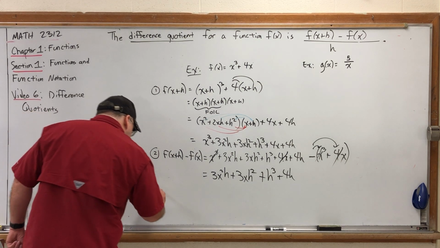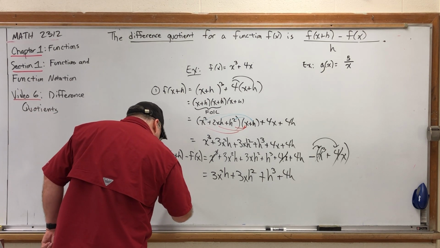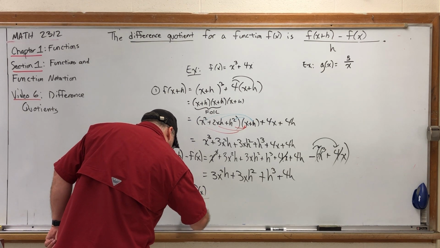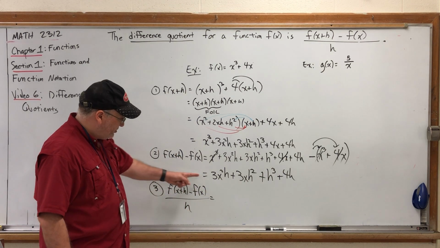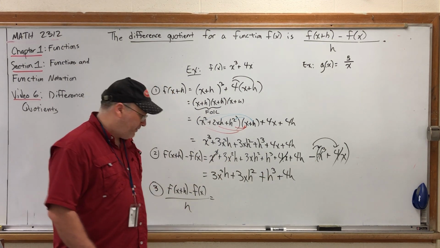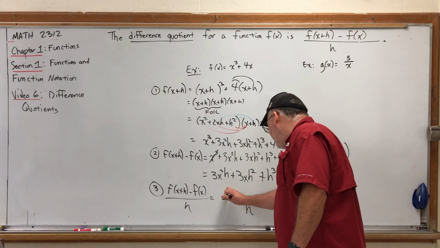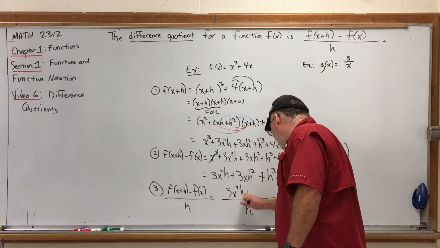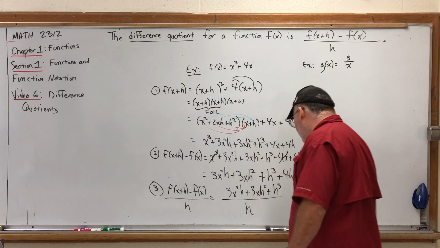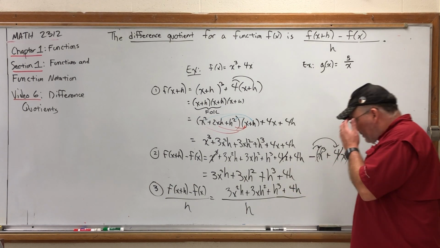Step 3 is kind of easy, because now all we have to do is divide that by h. Well, in this case, it's pretty easy, as long as you do it correctly. We already know that the difference is 3x squared h plus 3xh squared plus h cubed plus 4h. All we have to do now is put that all over h and see what happens. Be very careful when you're carrying around a lot of terms. It's easy to make a mistake.